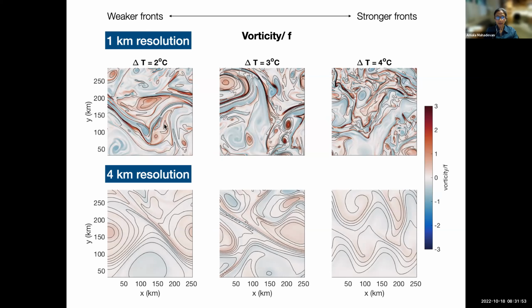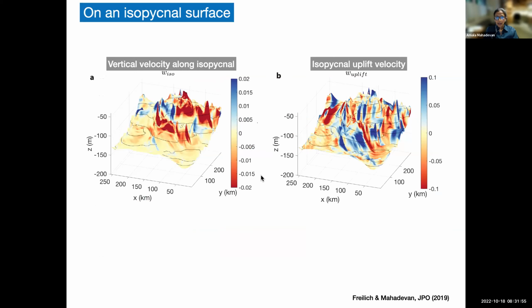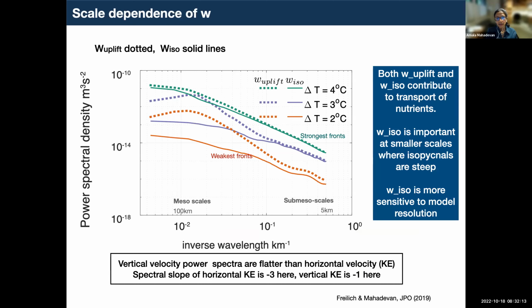And we ran the model at 2 different resolutions. And we can decompose this vertical velocity into now this uplift and along isopycnal vertical velocity. And when we look at it on an isopycnal, it's all done on an isopycnal. It's very difficult to tell what's happening, but we can do something with the statistics of that. Okay. So the uplifted part is the dotted, and the solid lines are the isopycnal part. And what this is showing is, let's just look at the red lines are the weaker fronts and the green lines are the stronger fronts. Let's forget the blue line for now.